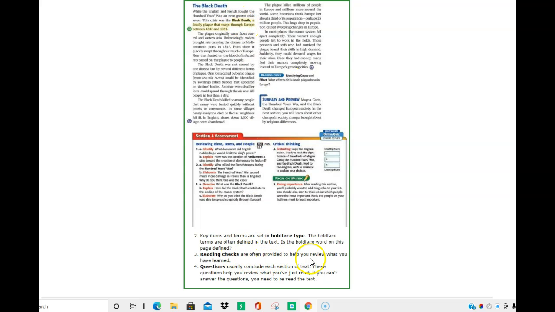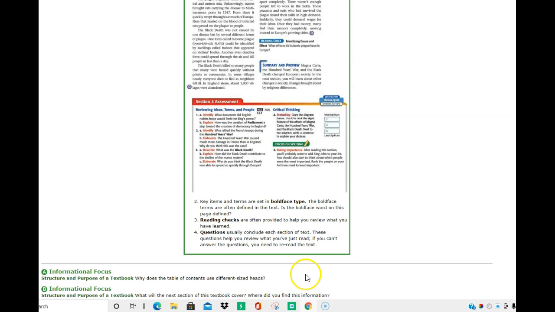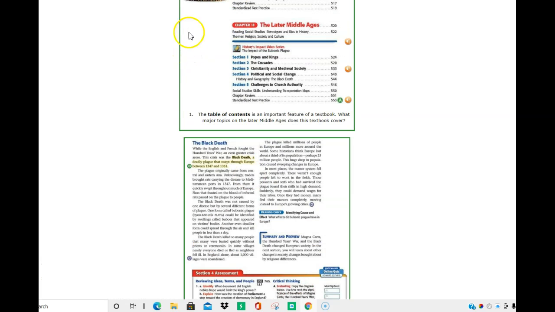Reading checks are often provided to help you review what you have learned. Questions usually conclude each section of text. These questions help you review what you've just read. If you can't answer the questions, then you need to reread the text.